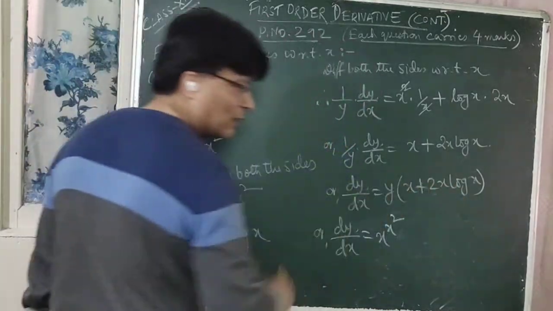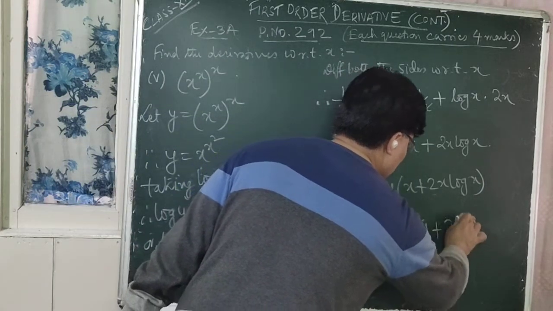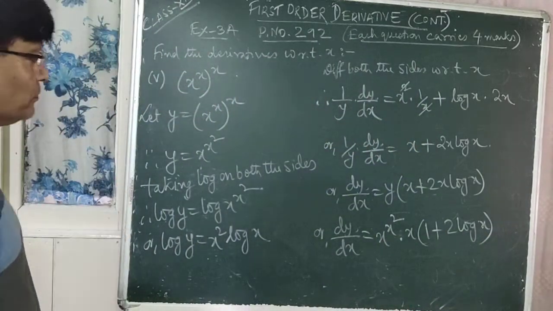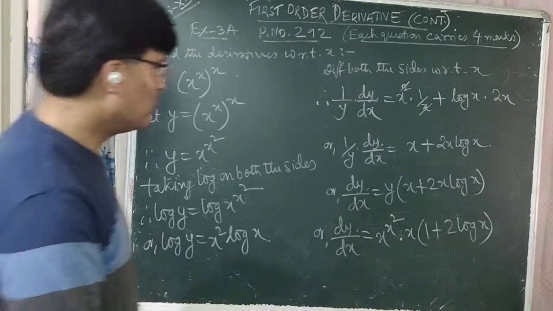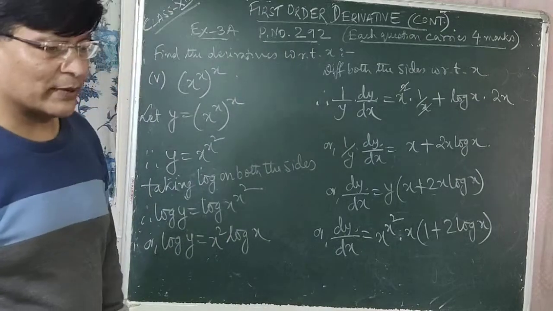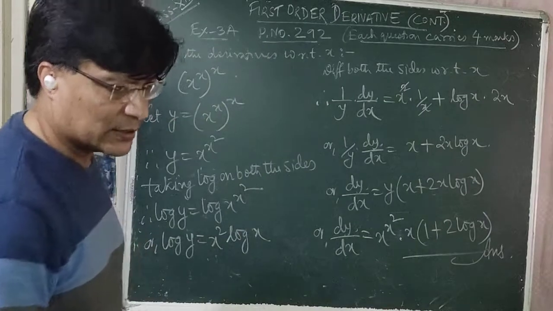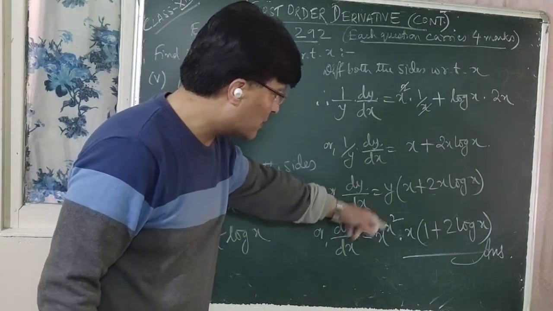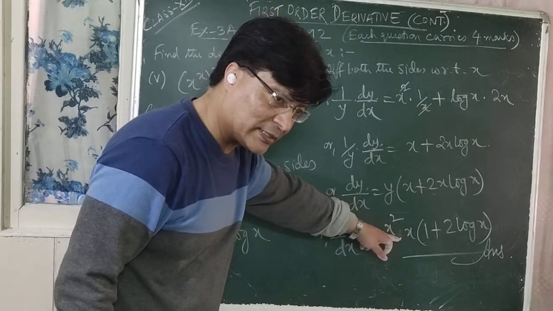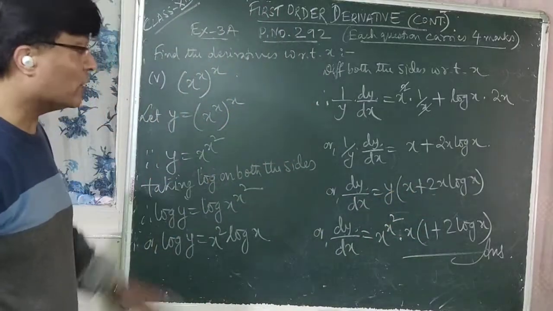And from here you can take common. What is common out here? x is taken common. So within bracket 1 plus 2 log x. You can put the value for y. That is x to the power x square into x into within bracket 1 plus 2 log x. So this is the final answer. So you can put the value for y here, isn't it? x to the power x square, then x is common out here, and within bracket there is 1 plus 2 log x. So that is your final answer.